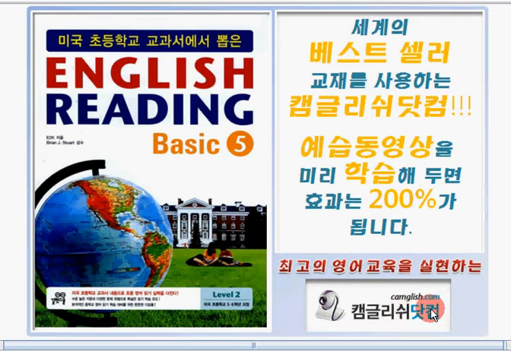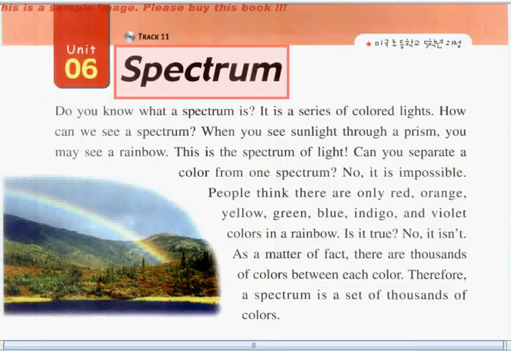Today, we will have the preview of another great and interesting English article from this book, English Reading Basic 5. So let's explore it together. Now, let's start. Today, we will discuss Unit 6. Let's learn about this passage entitled Spectrum.